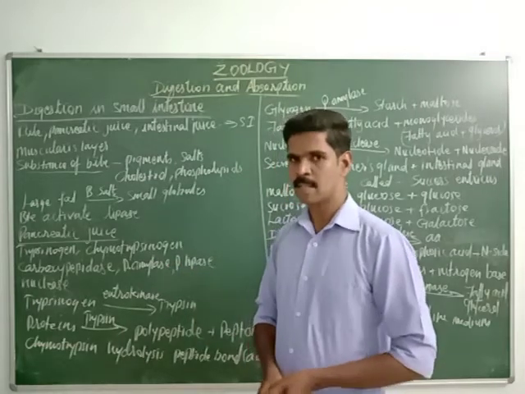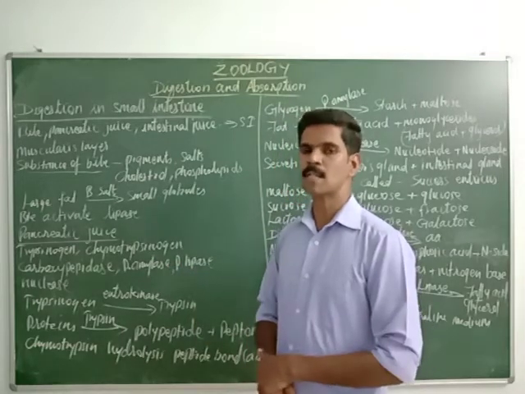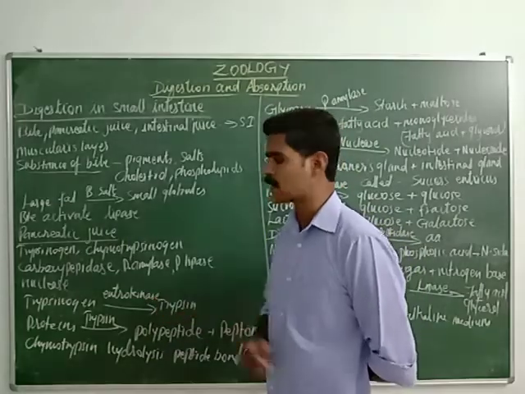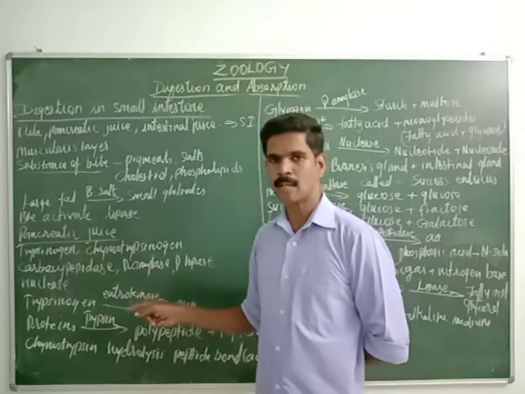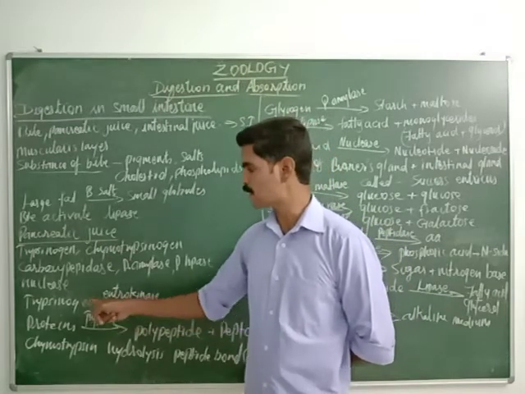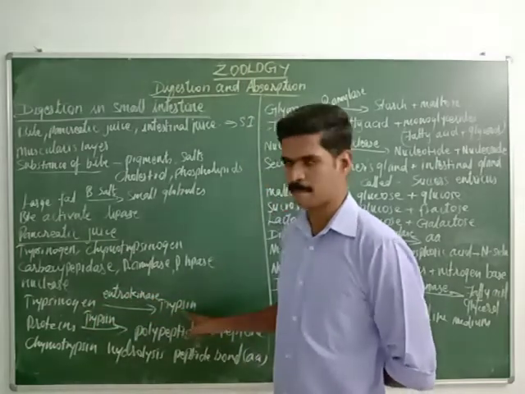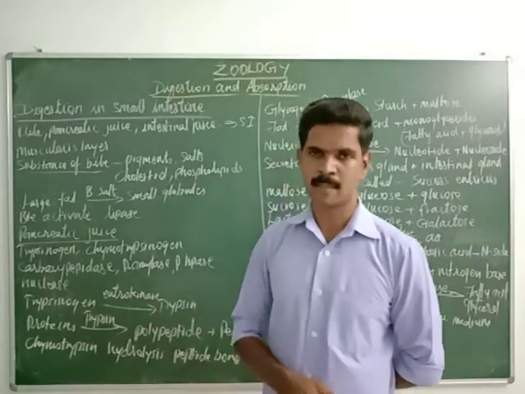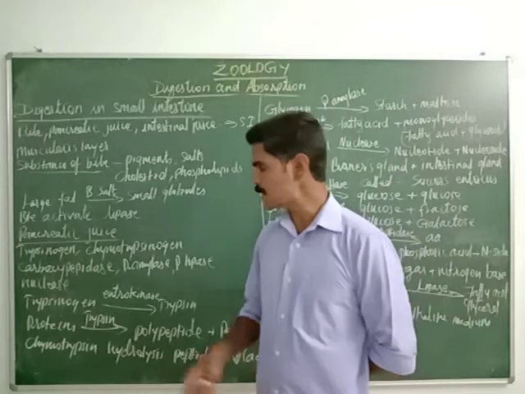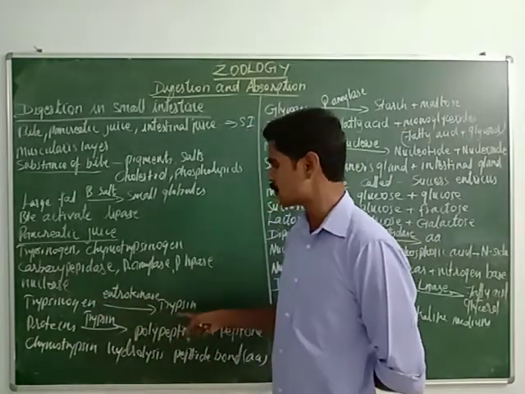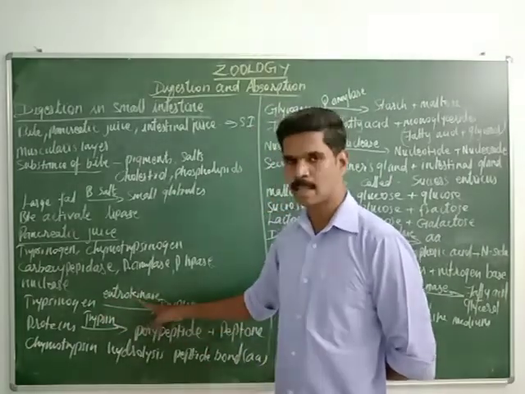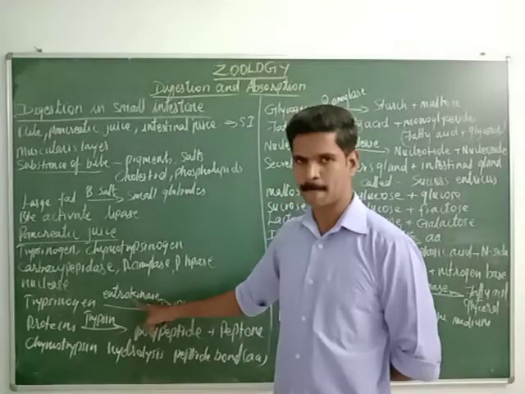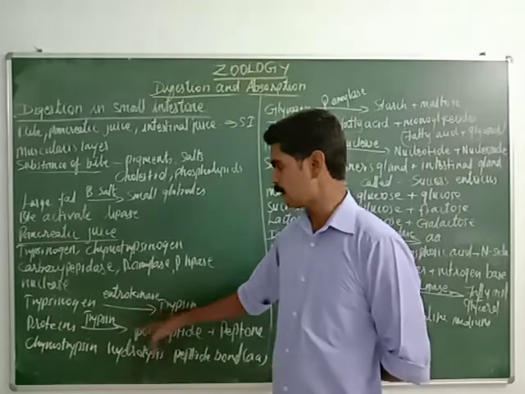Then the intestinal mucosa secretes one very important enzyme. The name of that enzyme is enterokinase. This enterokinase enzyme converts the trypsinogen into trypsin. Actually, this trypsinogen is in an inactive condition; it's a precursor enzyme. This trypsinogen is converted into trypsin with the help of enterokinase, and this enterokinase is secreted by the intestinal mucosa.